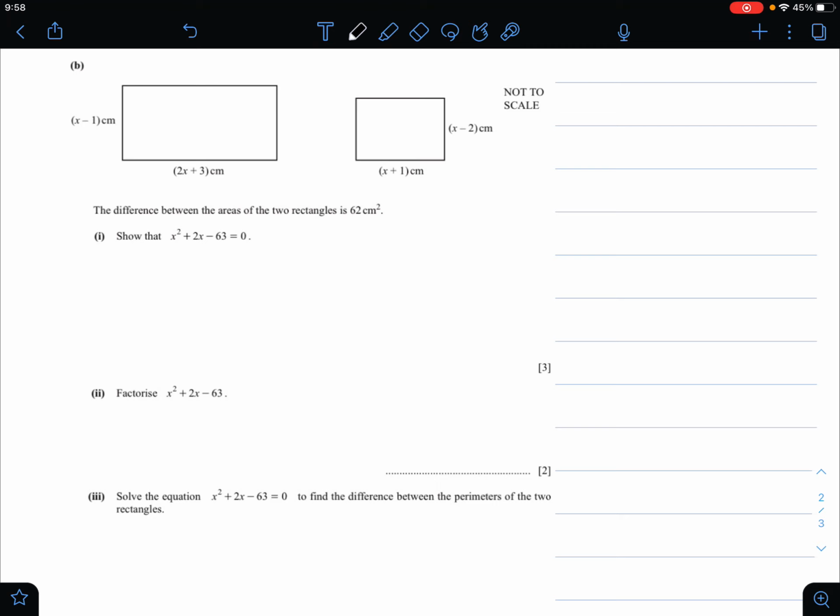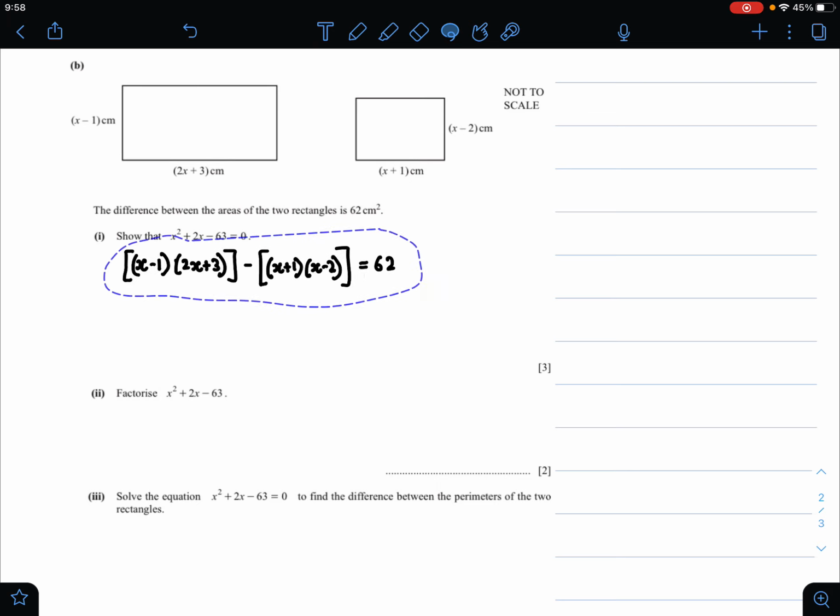So the formula of the area of a rectangle is the length multiplied by the breadth. So in the first case it would be x minus 1 multiplied by 2x plus 3, and they are telling us that the difference is 62, so minus the area of the second rectangle, so that would be x plus 1 multiplied by x minus 2, and this would be equal to 62 centimeter square.